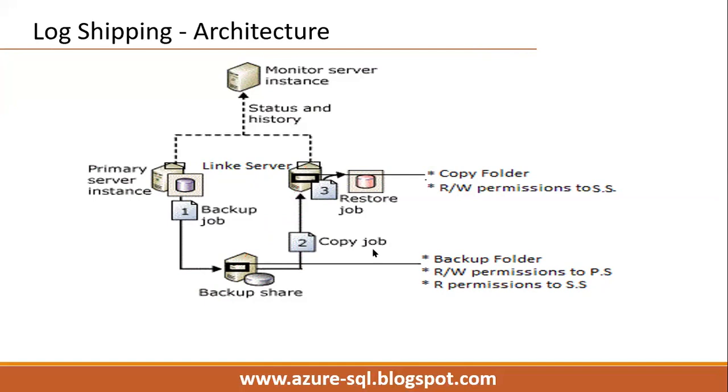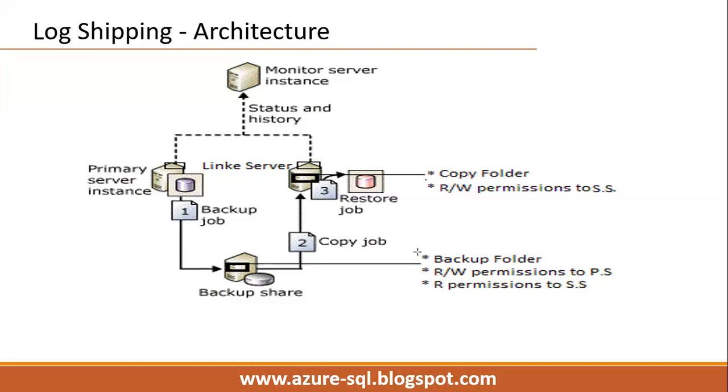Check here, two folders are required. We have seen one is for backups, one is for copy. The backup folder we generally create on a separate server in a network location for security purposes. We can create the backup folder directly in the primary server itself, but we are creating it on a separate server for security purposes. The copy folder is created in the secondary server.